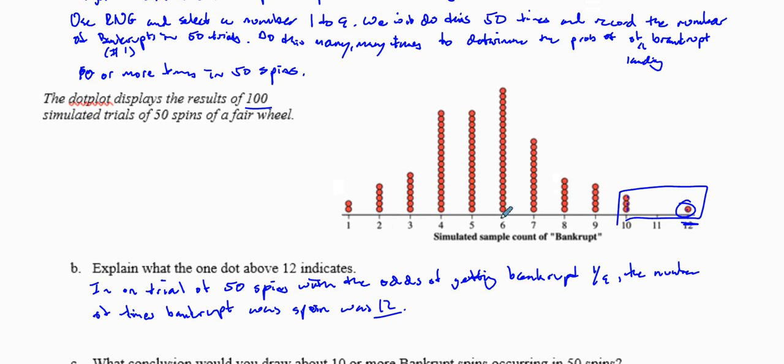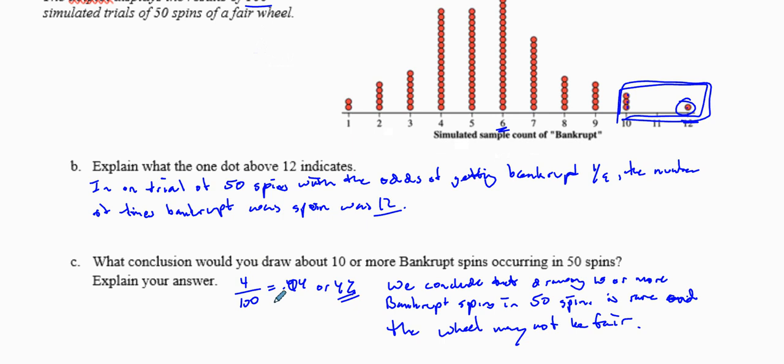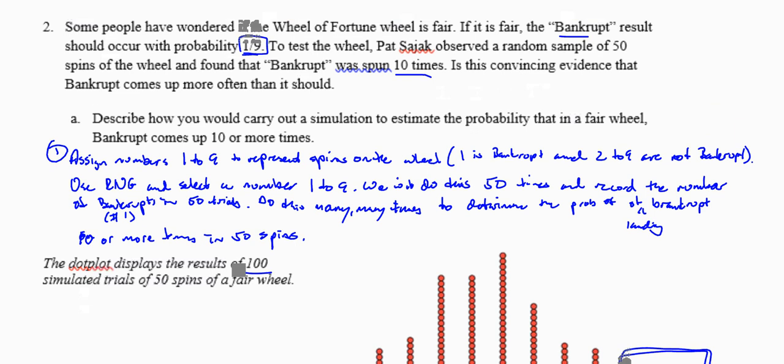So going through this chance behavior, we can see that right here, 1 out of 9, we see a lot of times with 6, but out of 100 trials, we got 4%. 4% is kind of a rare deal, depending on what you say. So we could maybe conclude that landing bankrupt 10 times might be rare, and then this wheel might be messed up. So that is what we conclude.